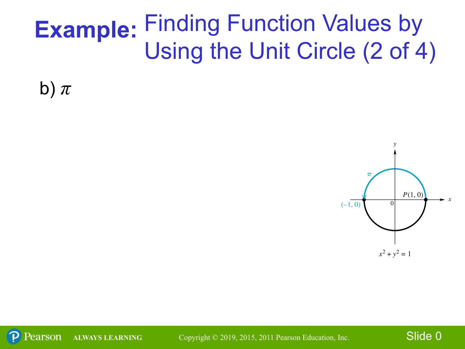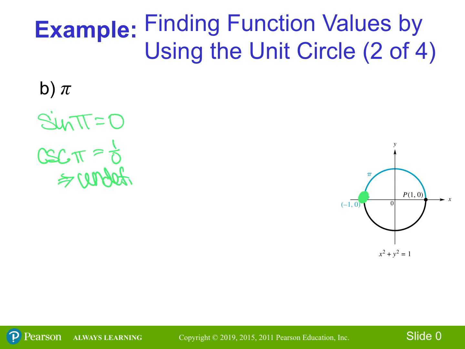For part B, I'm going to look at pi. Well, pi is this coordinate point right here, the 180-degree mark. So the sine of pi is going to equal 0 because my y-coordinate at this point is 0. The reciprocal, or the cosecant of pi, is really going to give me 1 over 0, which means that this is undefined.